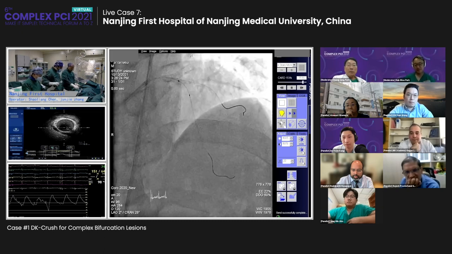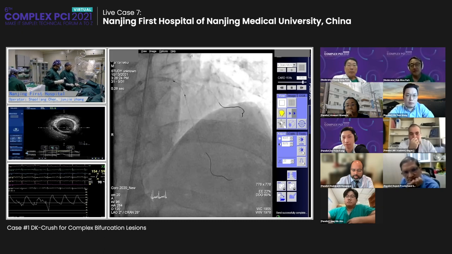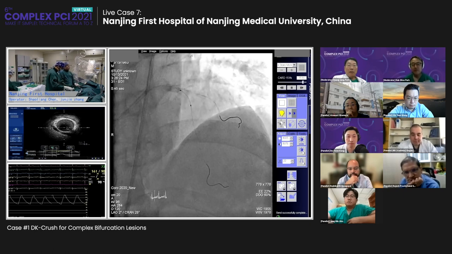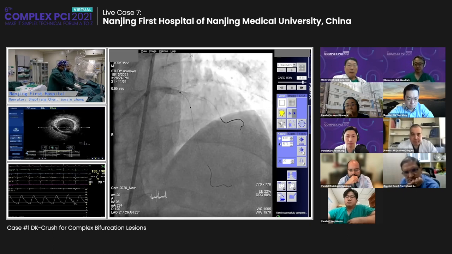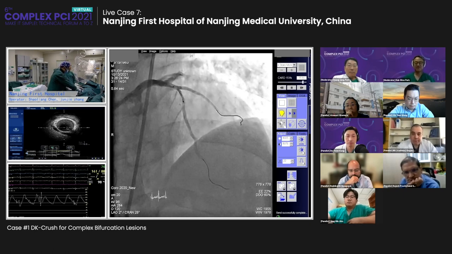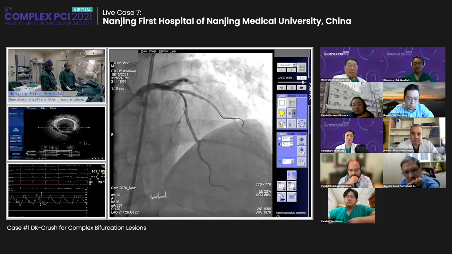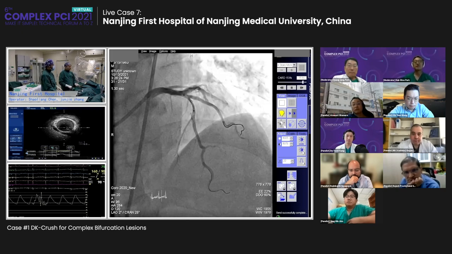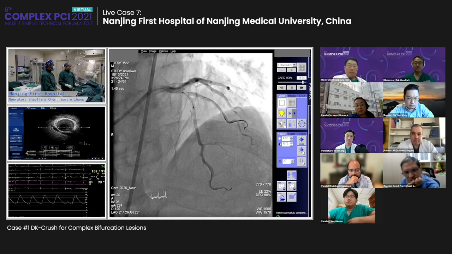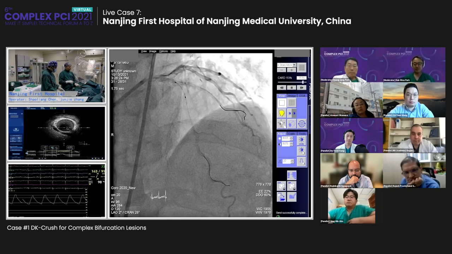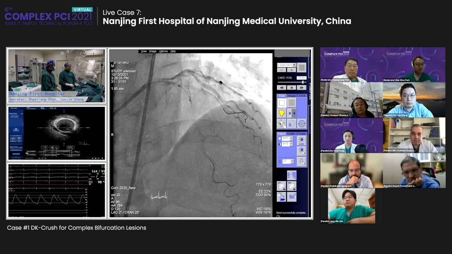Dr. Chen, what do you think? As your partner, you can see even I only use the 3.0 balloon in LED, but you can see a very typical dissection just distal to the bifurcation level. Can you see that? So this is a very strong reason why I did not use a 3.5 balloon.